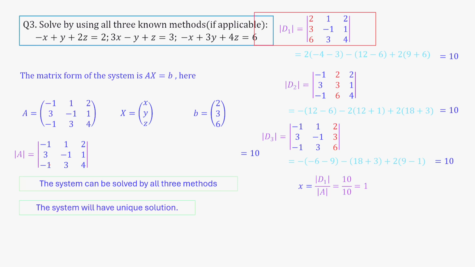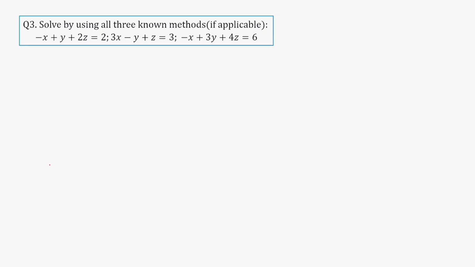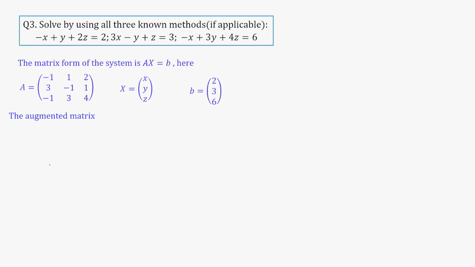So therefore the solution will be x equal to determinant D1 over determinant A, which is equal to 1, y equal to determinant D2 divided by determinant A, which is equal to 1, and z is equal to determinant D3 over determinant of A, which is equal to 1. So the solution is 1, 1, 1 as in the previous method. Now we will solve it by the Gauss elimination method, and the system can be written as usual before.